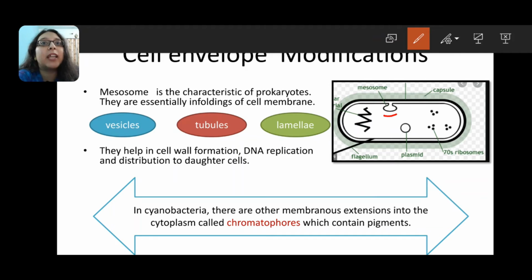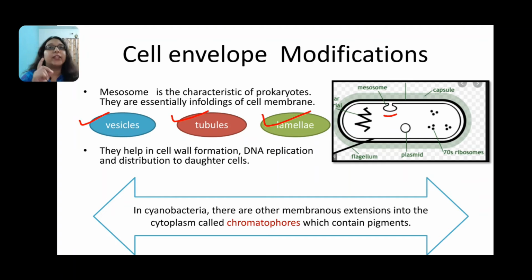For example, it can be in the form of a vesicle, a tubule, or a lamella. So mesosomes are of three types: vesicles, tubules, and lamellae. These are the various morphological shapes which a mesosome or cell envelope infolding can take in bacteria.